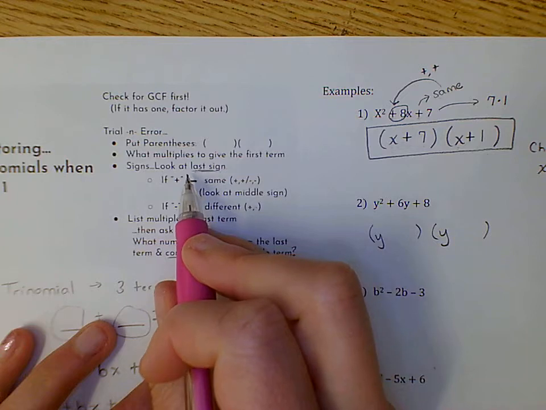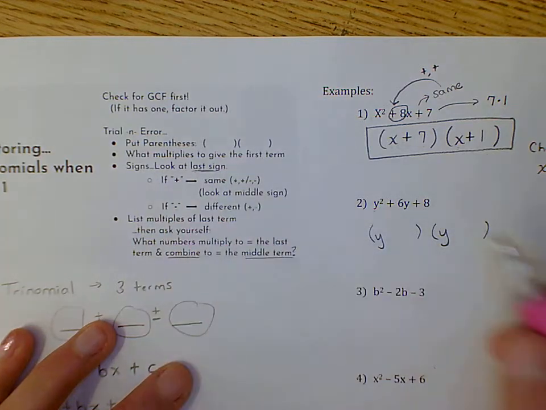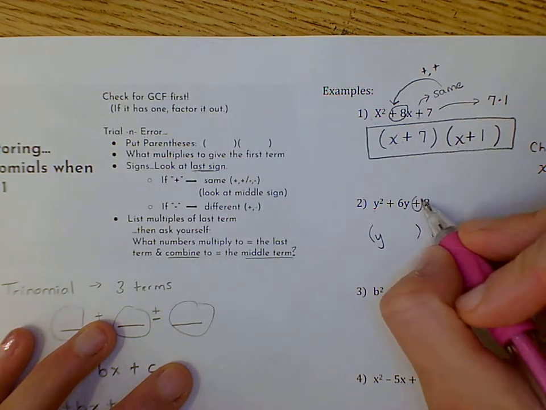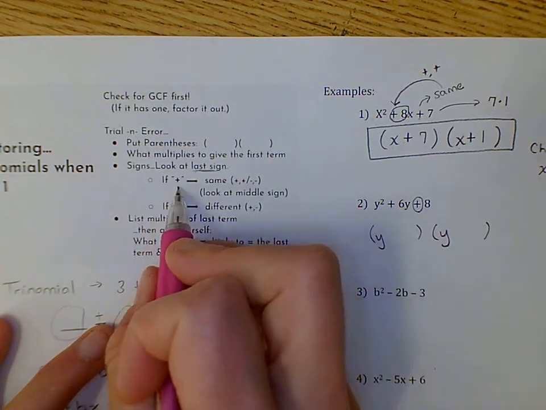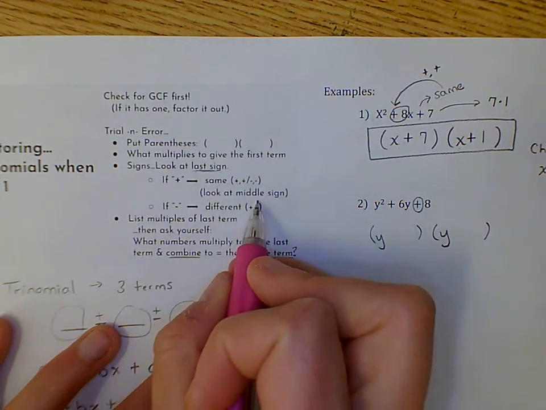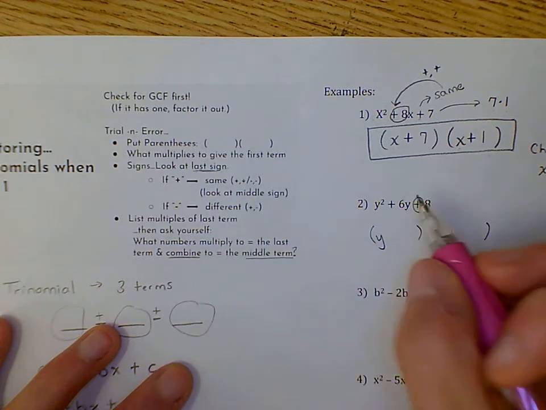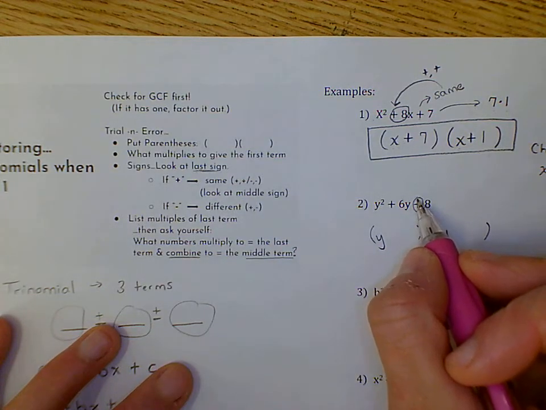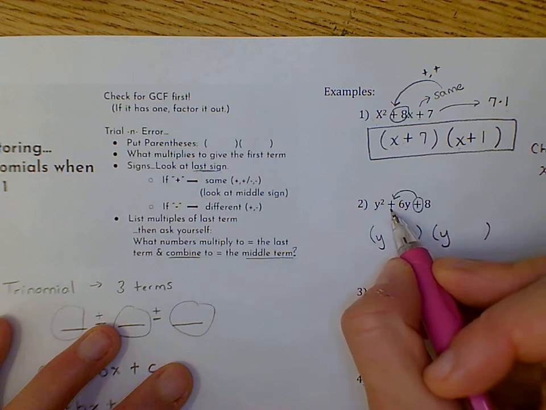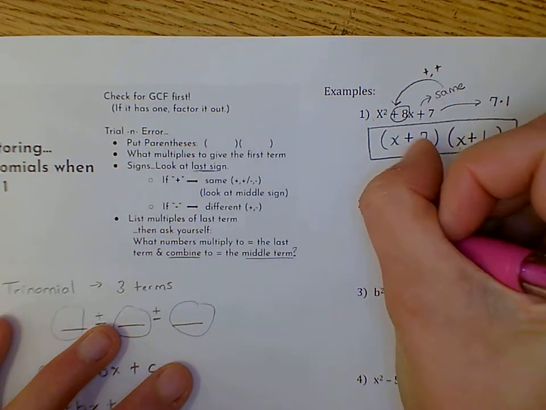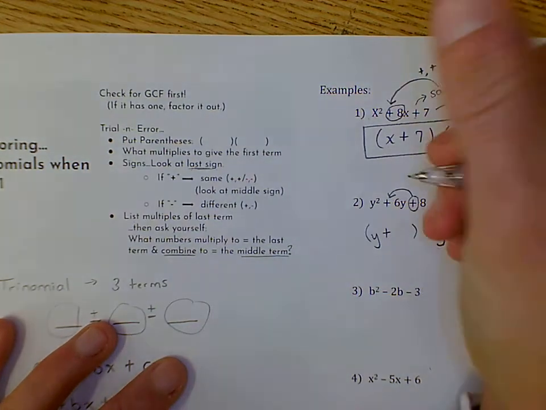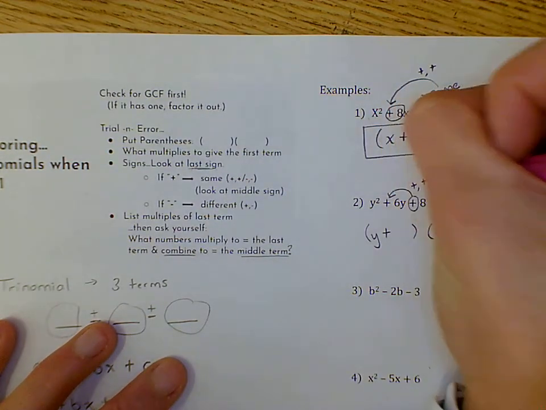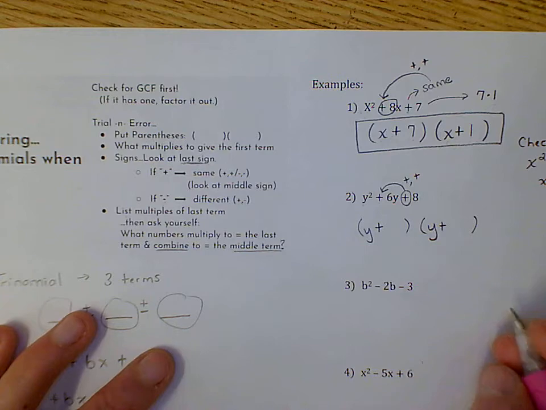Then we look at the signs. So start by looking at your last sign. So our last sign here is a positive. So that means when we look over here, they're going to be the same. And then we have to look at the middle sign to see what they're both going to be. So this means they're the same. So now I'll look at that, and that tells me that they're both going to be positive because it's a positive. So we can just put a little reminder up there that they're both positive.